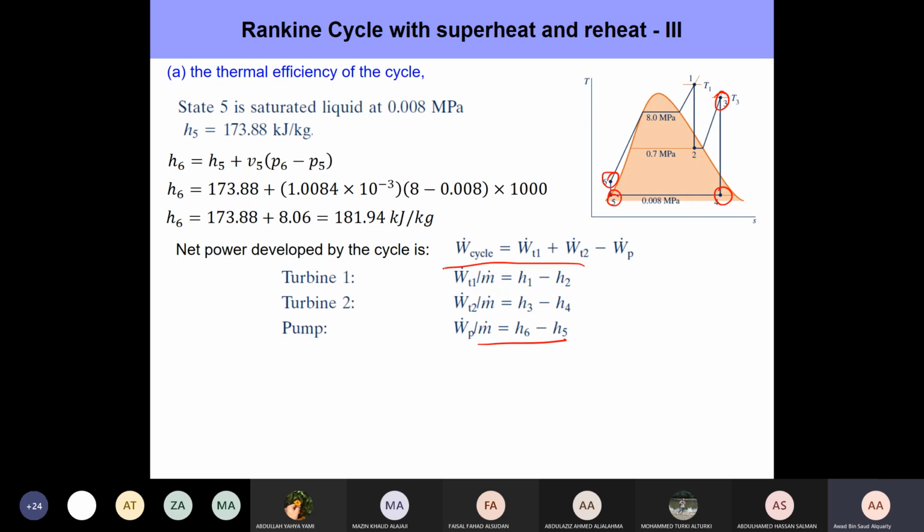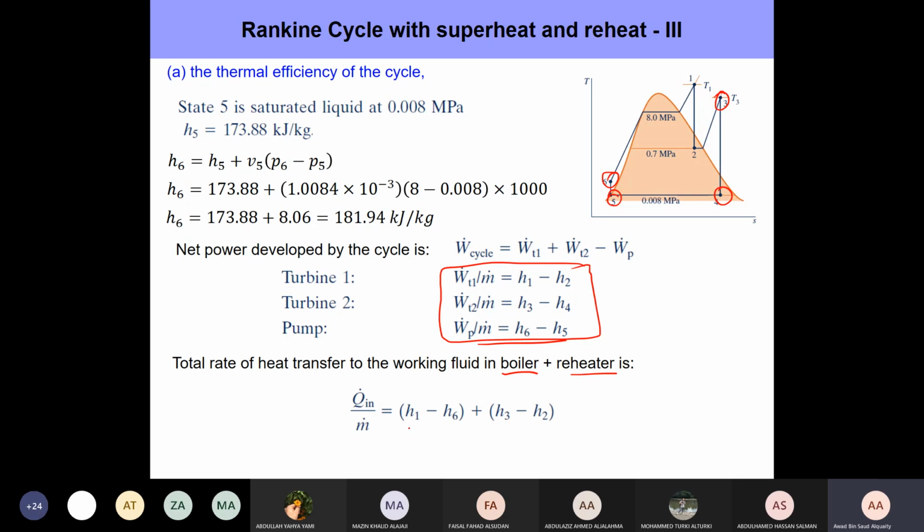Now, how did we get this? Well, these are all from energy balance. If you have a confusion, start with energy balance and you will be able to get them very easily. Now, what about the heat input? Okay, so heat input is happening at 2 different points, in the boiler and in the reheater. So the heat input divided by the mass flow rate is simply equal to H1 minus H6, which is what happens in the boiler, and then H3 minus H2. So this is what happens in the reheater.